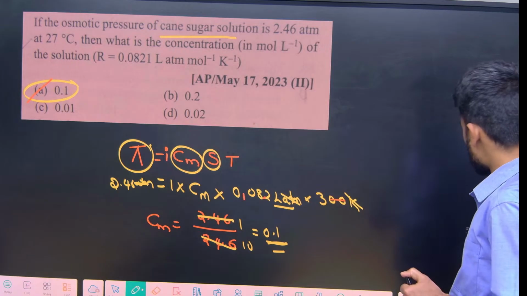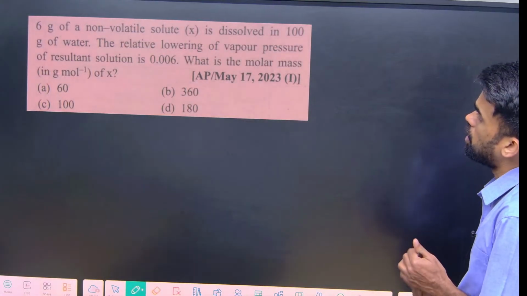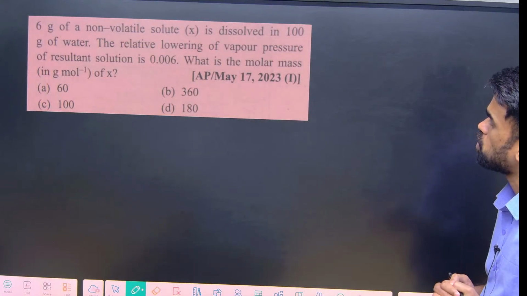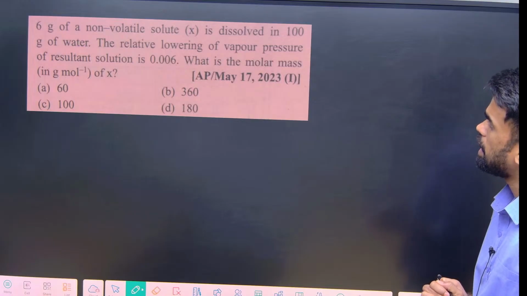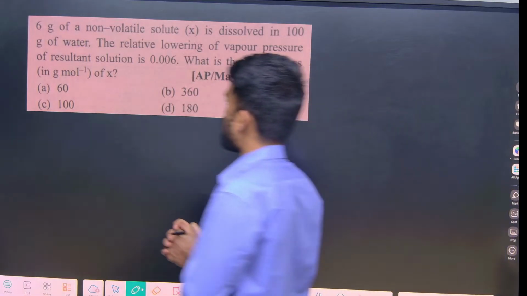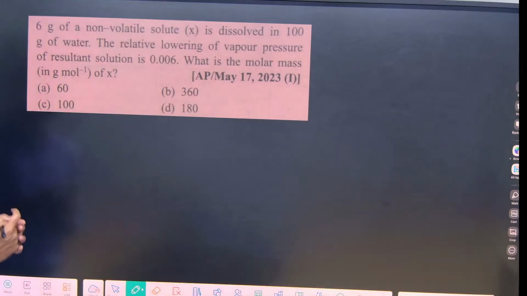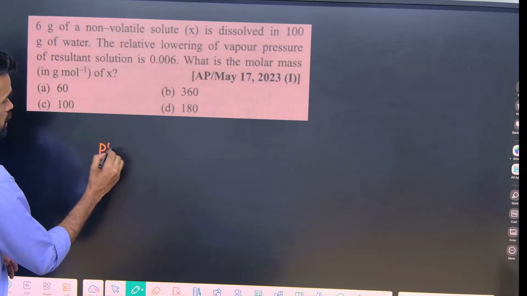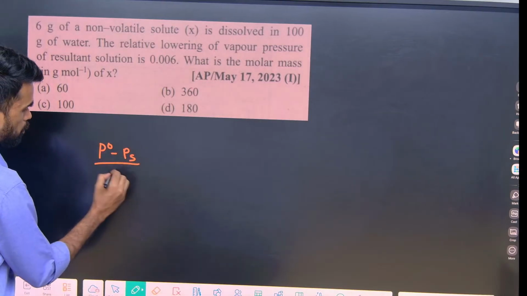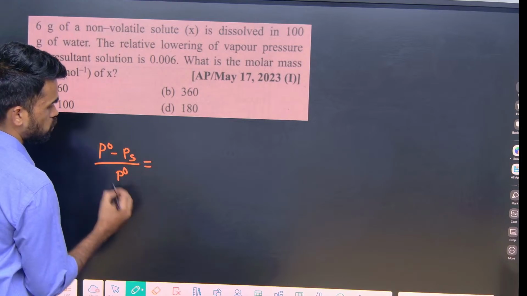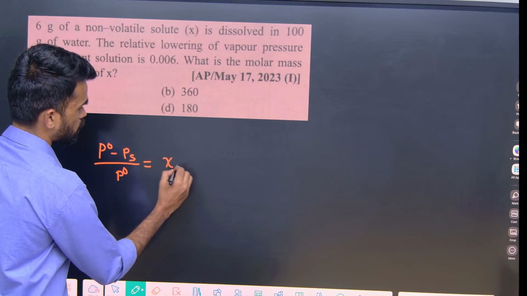Yeah, the next question here is related to RLVP. So how can you do this? Tell me. Relative lowering of vapor pressure. What is the formula for relative lowering of vapor pressure? So it is (P naught minus Ps) by P naught is equal to the mole fraction of the solute.